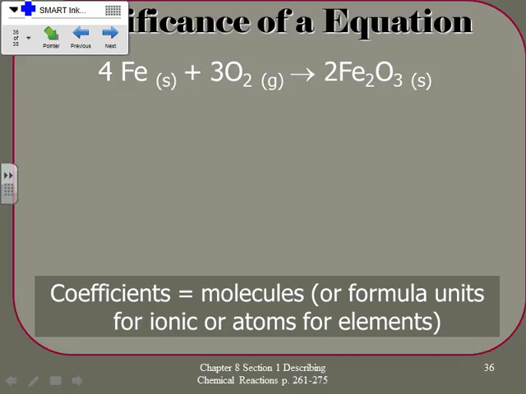This part over here is a little tricky because we haven't really talked about that yet. But so far, I'm going to say 4 iron atoms combined with 3 oxygen molecules to make solid. S just means solid. To make 2 iron oxides. Okay, now we're close. 2 iron oxide molecules.